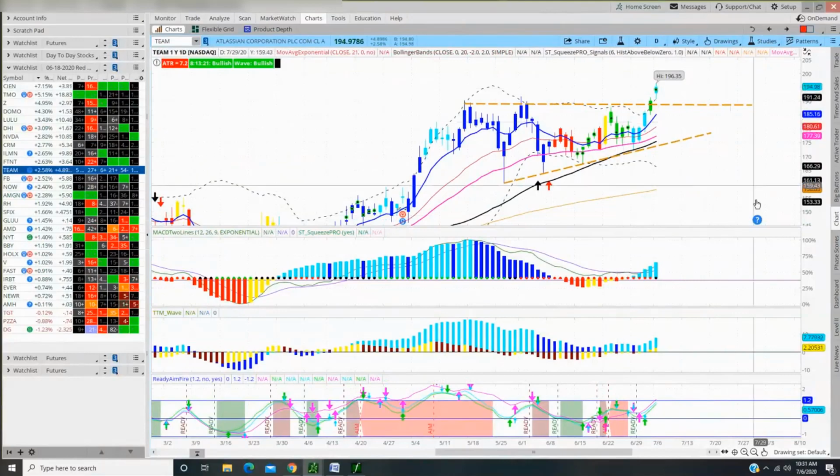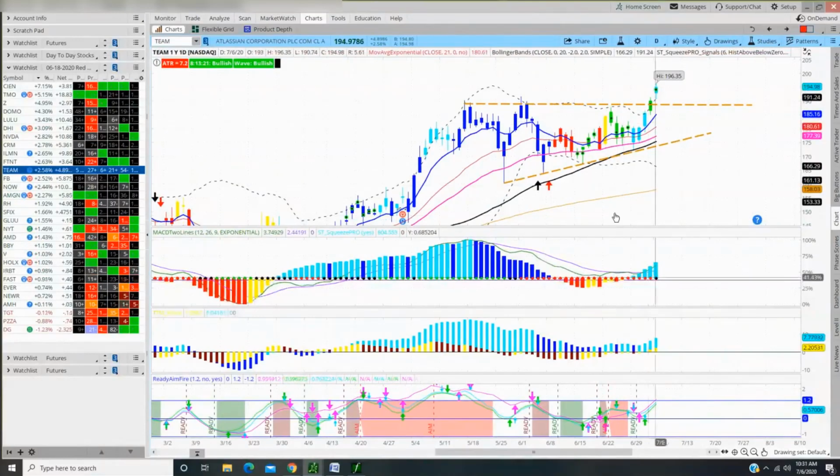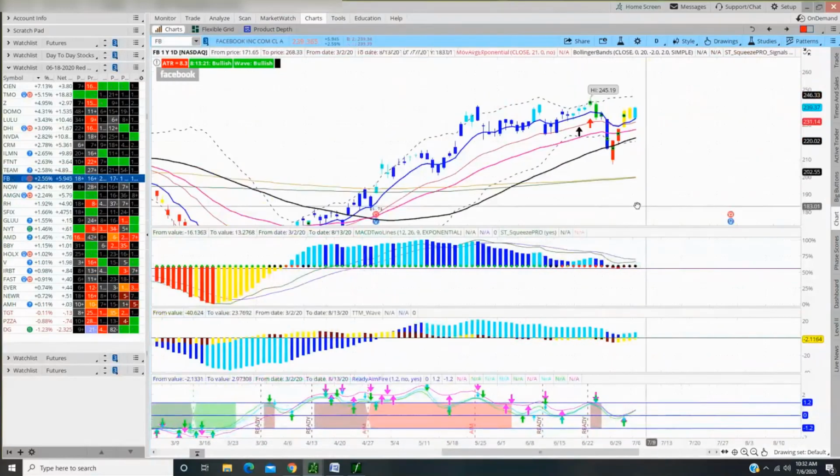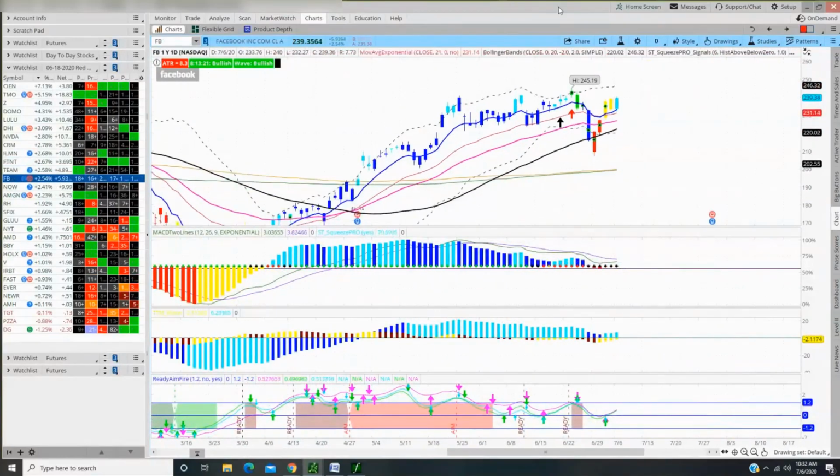Higher high. Rocket ship launch. Fired into a blacked out squeeze. Looking good. Facebook, you ugly dog. Facebook, what's the setup that I'm looking for? I am looking for an extended squeeze. Why? Because it broke to 34.